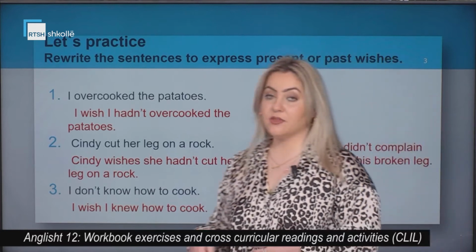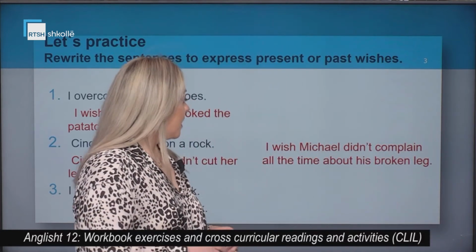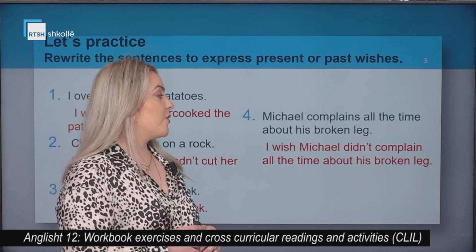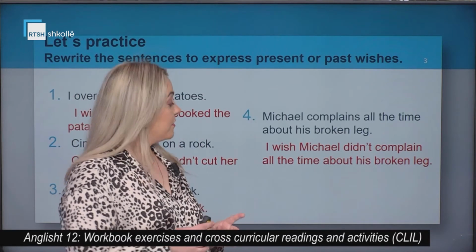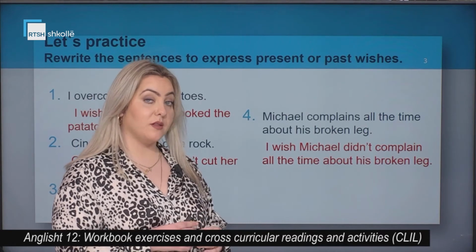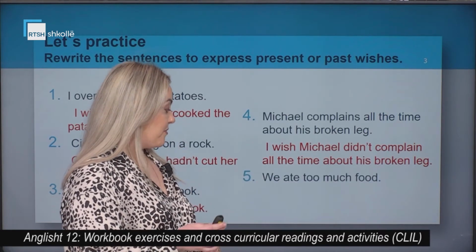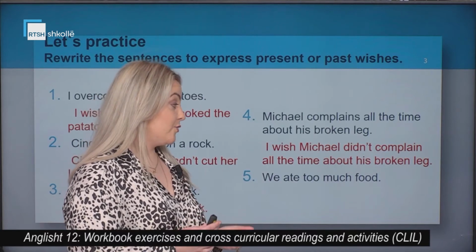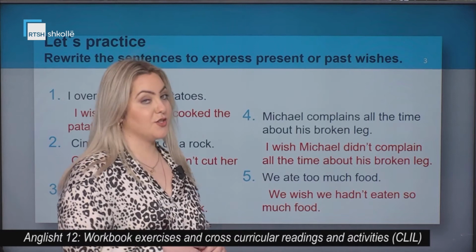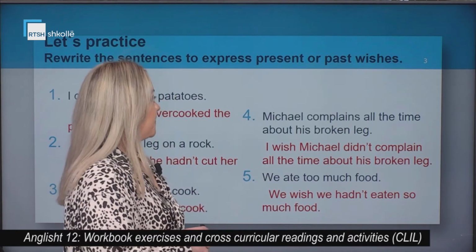Let's continue with number 4. Michael complains all the time about his broken leg. We transform it into I wish Michael didn't complain all the time about his broken leg. Number 5, we ate too much food. We wish we hadn't eaten so much food.